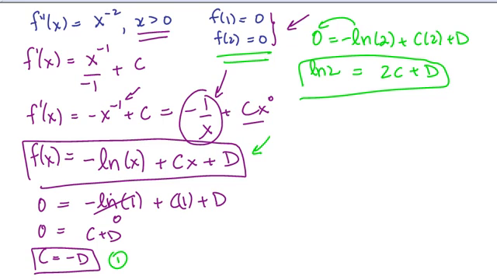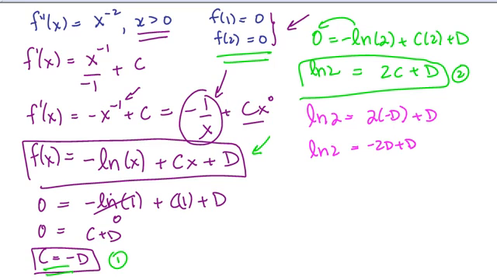Here's my first equation and here's my second equation. Now I'm going to solve these, and I think what I'll do is use substitution methods. So in other words, replace my c with a negative d here. So I get log 2 equals 2 times negative d plus d. So log of 2 equals negative 2d plus d, which is equal to negative d. So I've got d equals negative log 2. There is my answer for d.